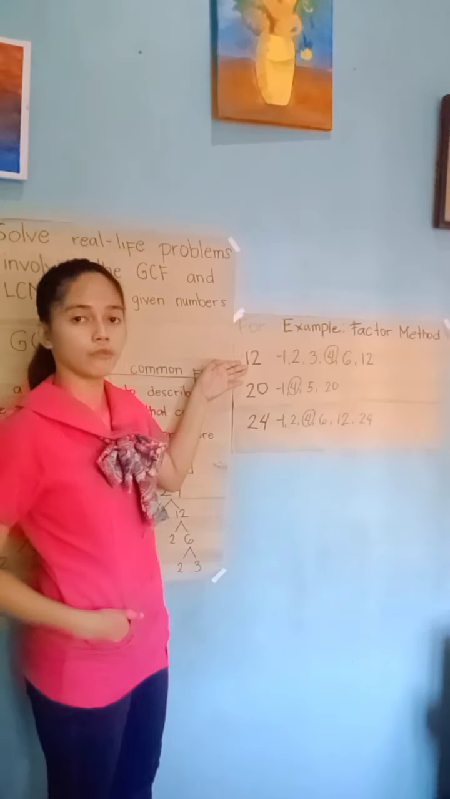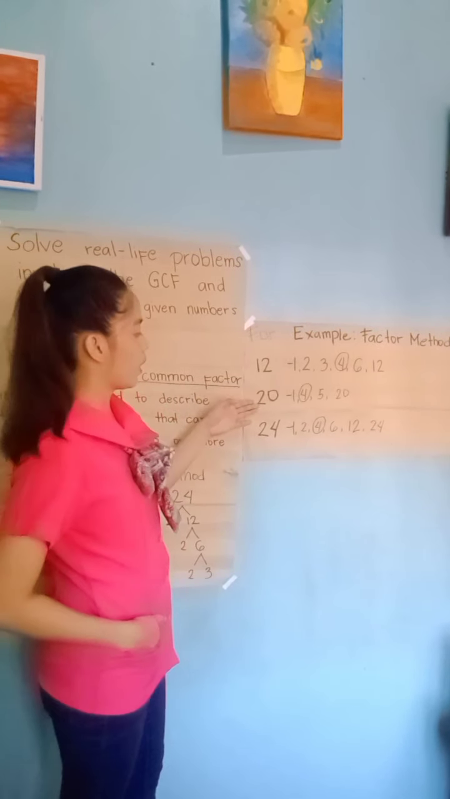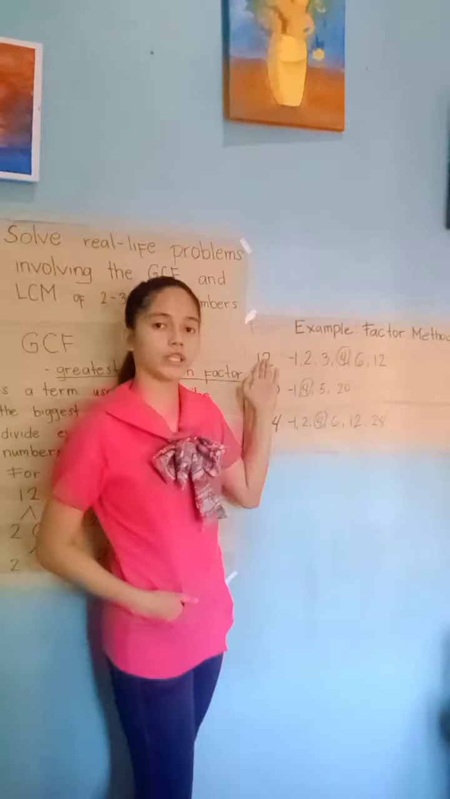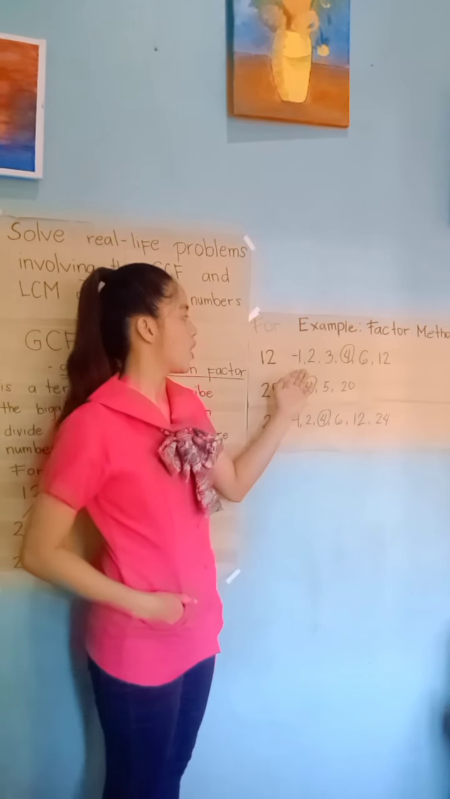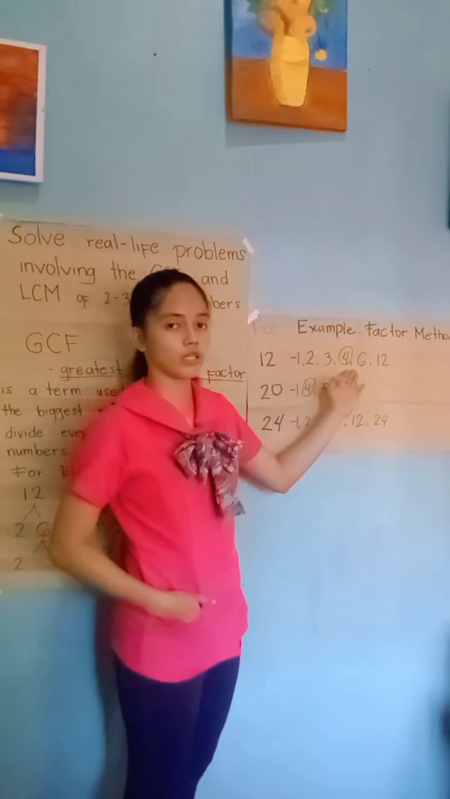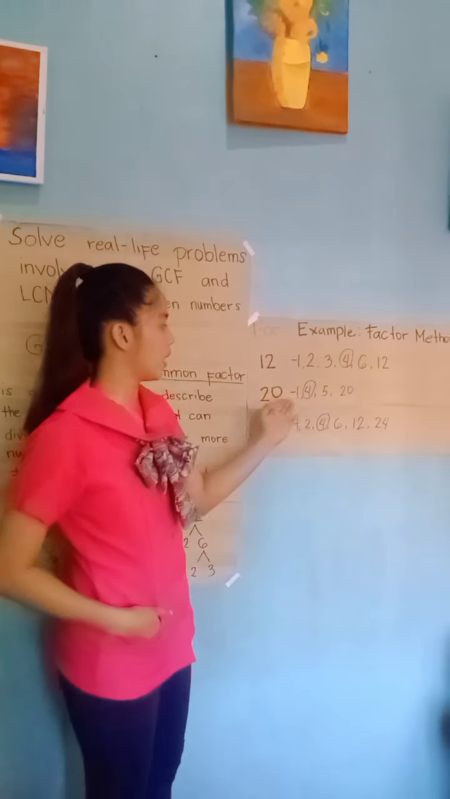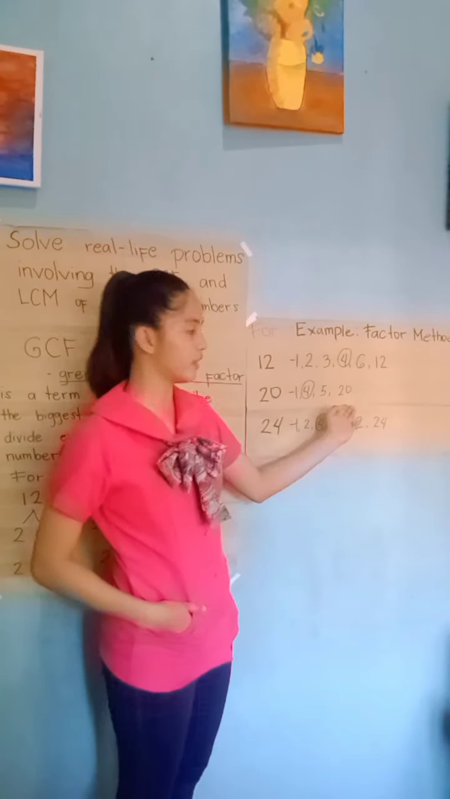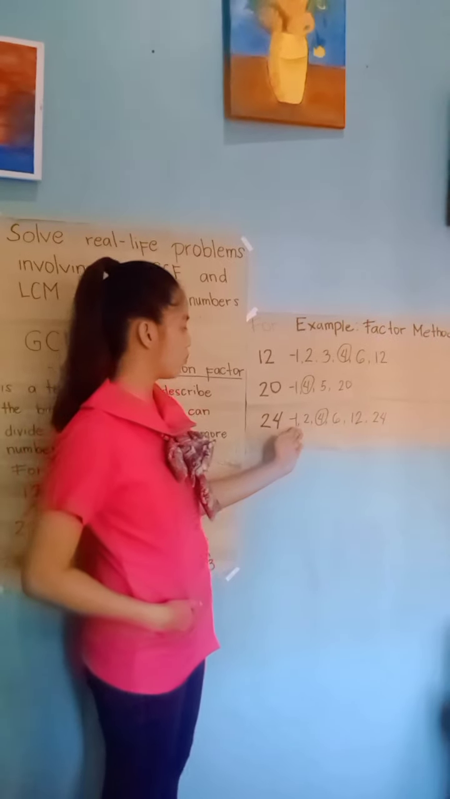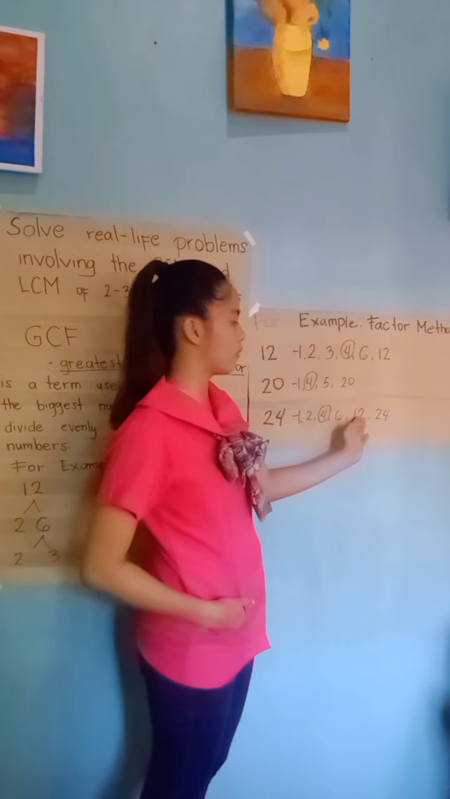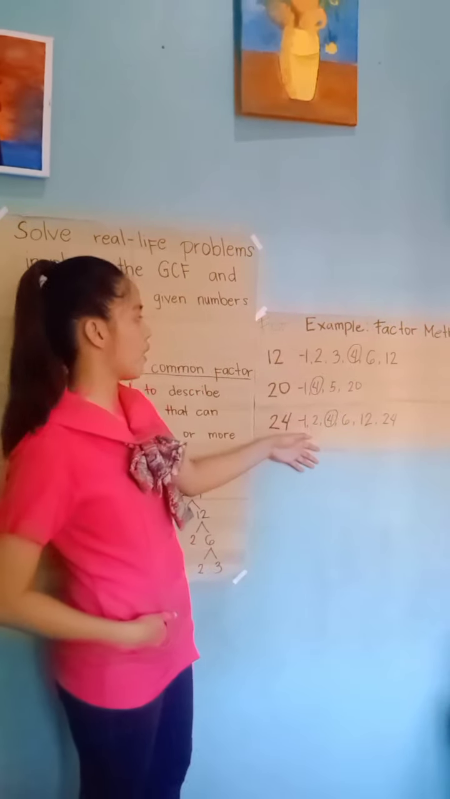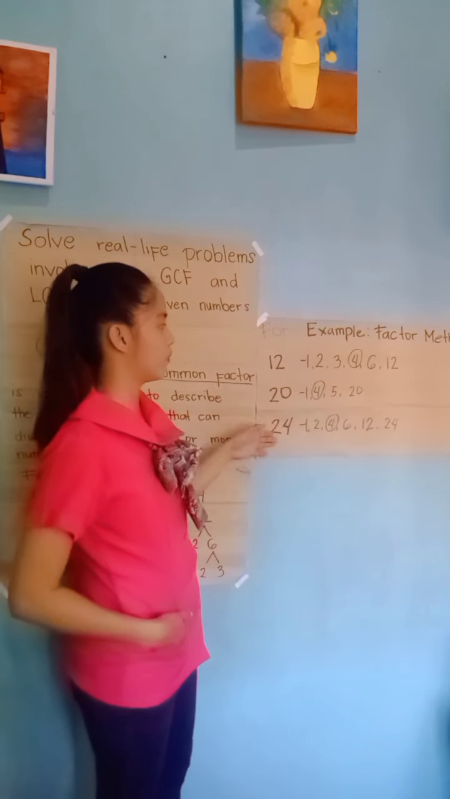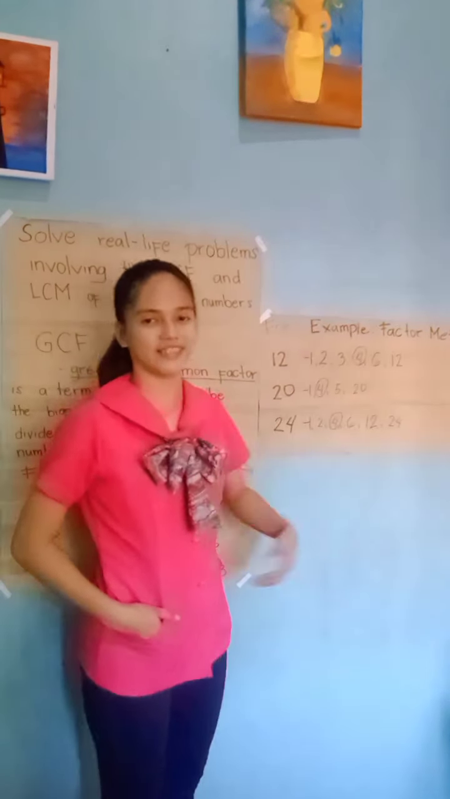May tatlo tayong given numbers, which is 12, 20, and 24. Sa 12, ang factors ng 12 is 1, 2, 3, 4, 6, and 12. Sa 20, 1, 4, 5, and 20. Sa 24 naman is 1, 2, 4, 6, 12, and 24. Which means, ang factor method ng 12, 20, and 24 is 4.